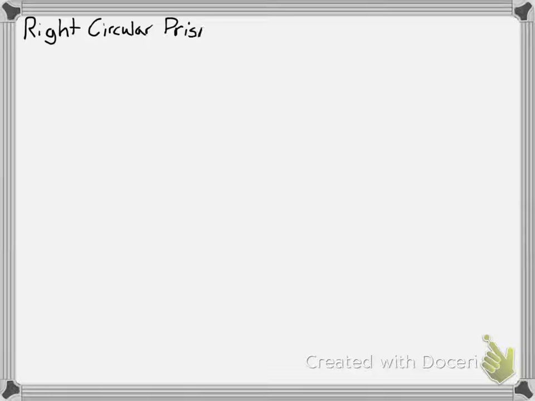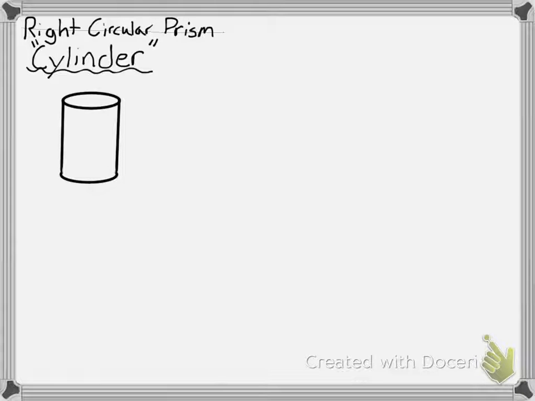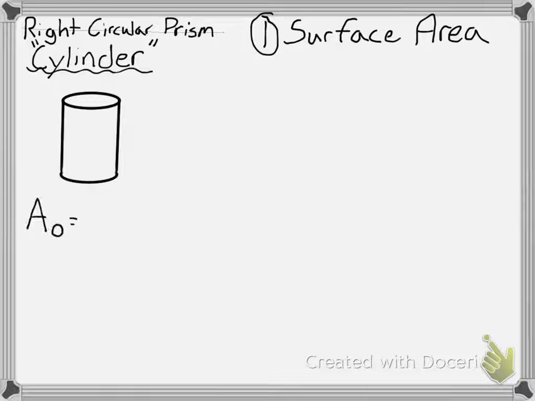So we're going to start looking at another shape called a right circular prism, also known as a cylinder. We're going to start by drawing a circle on top, connecting two right angle lines and a semicircle on the bottom. First problem we're going to look at solving is with surface area.